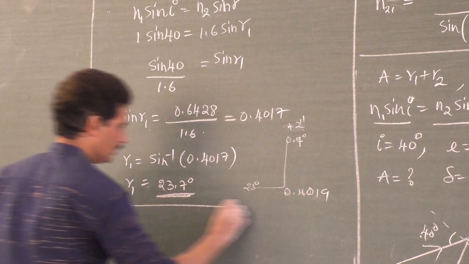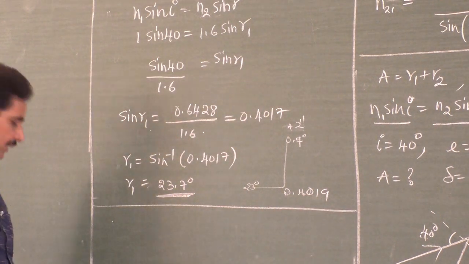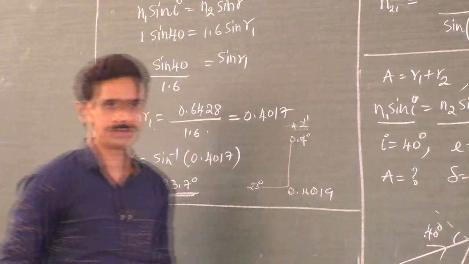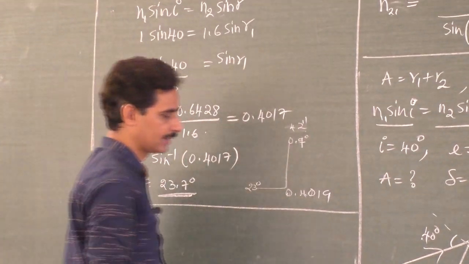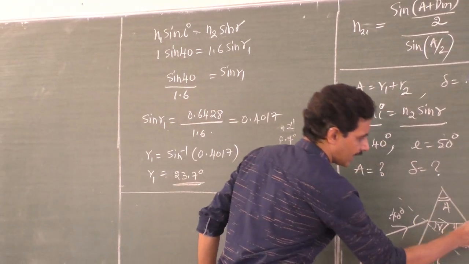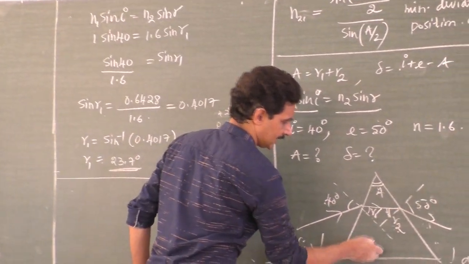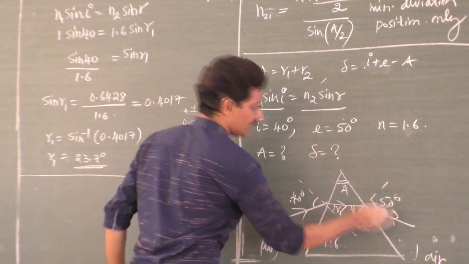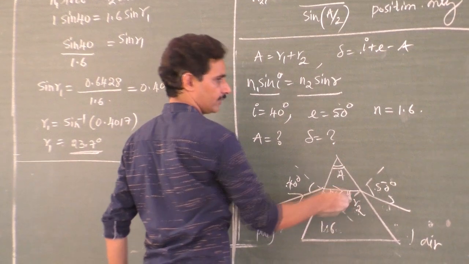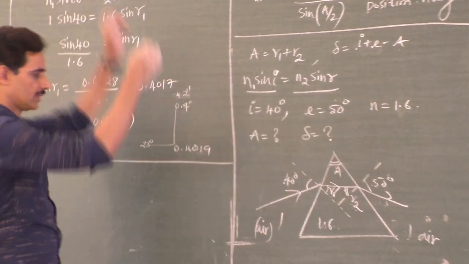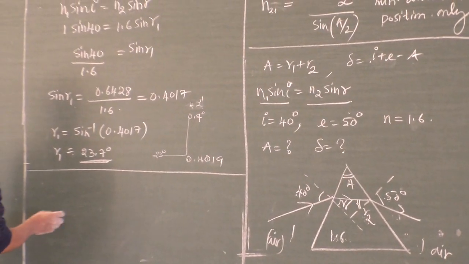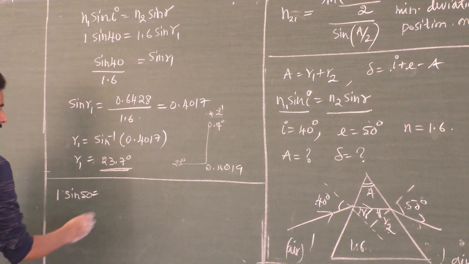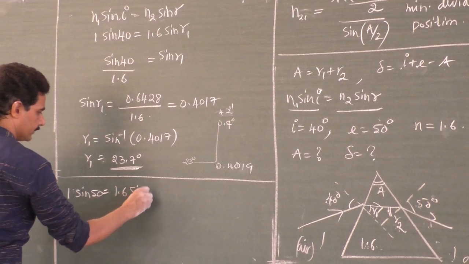Similarly R2. Apply the general law of refraction. You can see this diagram, right? You have to apply the general law of refraction again in this one. The refractive index into the sine of the angle, that product should be the same everywhere. So shall we write it: 1 into sine 50 is equal to 1.6 sine R2.